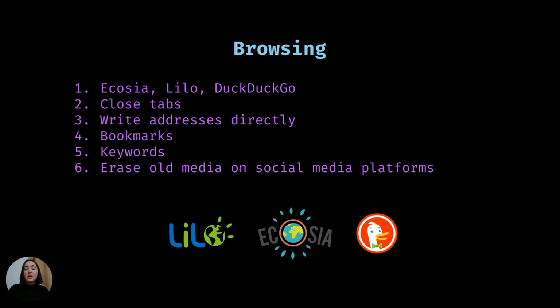Next, browsing. So there are some alternatives to Google that you could use. For example, there are more sustainable web search engines like Ecosia or Lilo, or the more ethical DuckDuckGo. Try also closing tabs because I don't know if you knew, but the tabs which are still open remain connected with the servers. So you would think that nothing is happening, but the truth is that they are still emitting some CO2. And if you remember the addresses that you want to Google, just write them directly in your tab.